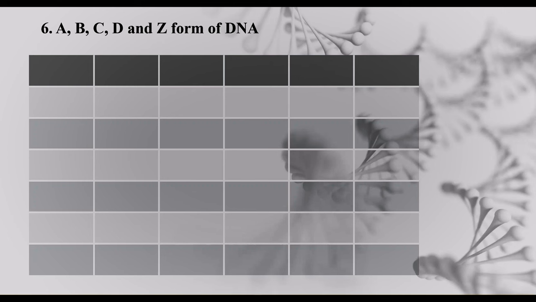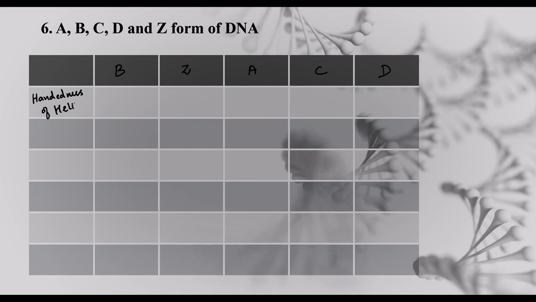So we have different forms of DNA, right? We have already seen the Watson and Crick model. That Watson and Crick model is the B form of DNA. Like that, there are A, B, C, D and also Z forms of DNA. So the first thing, I have to fill the different forms of DNA in the table. For my comfort, I'm going to start with B, then A, C and D.